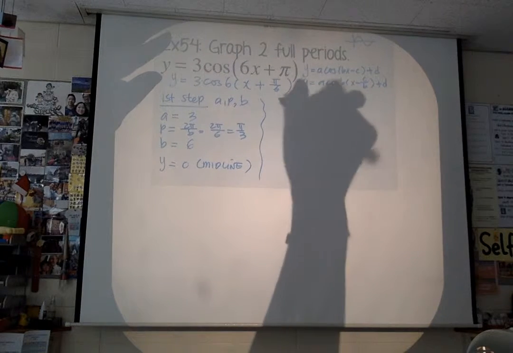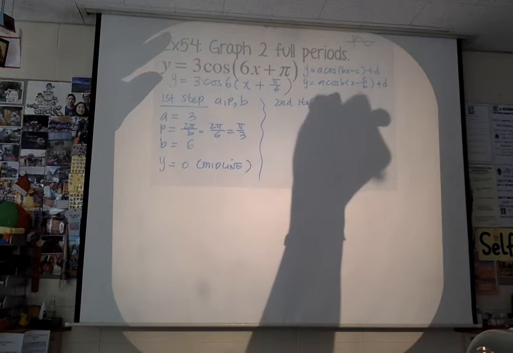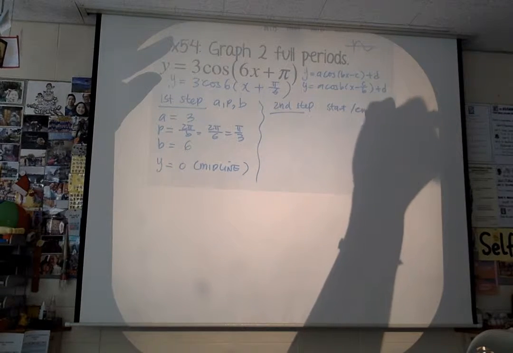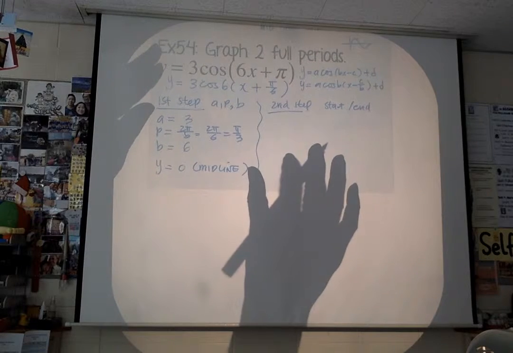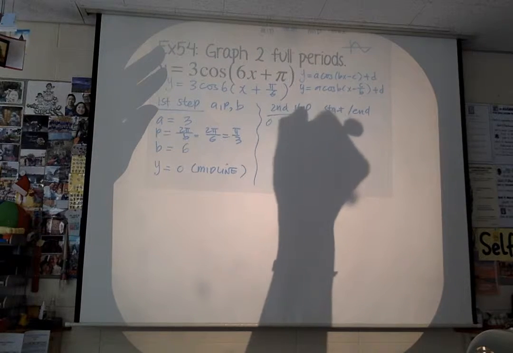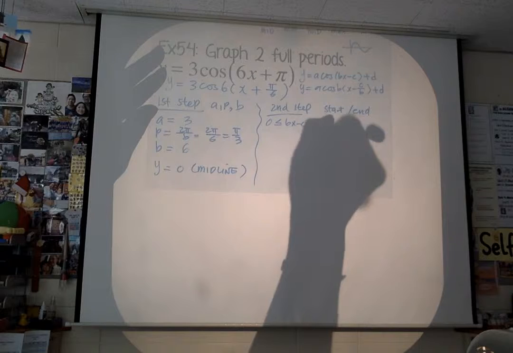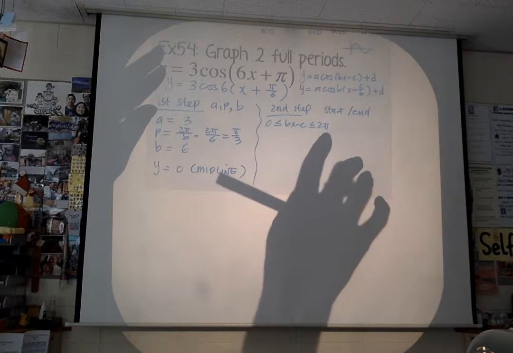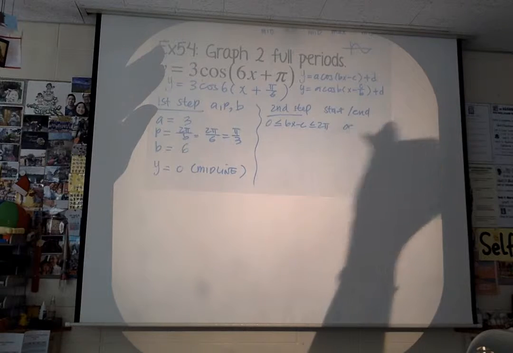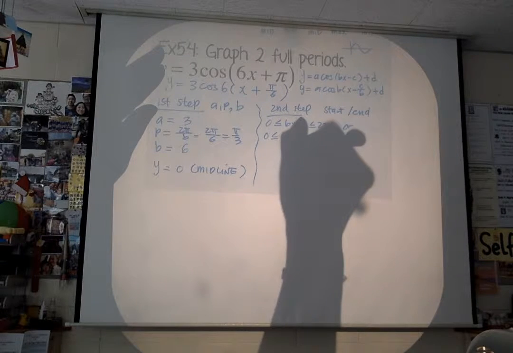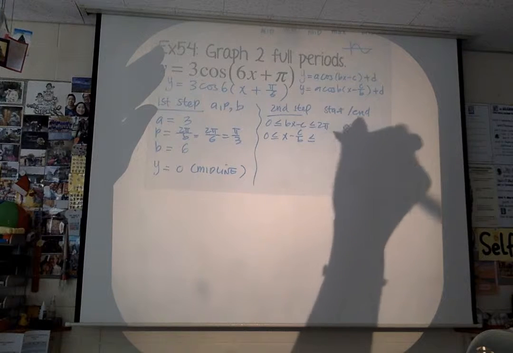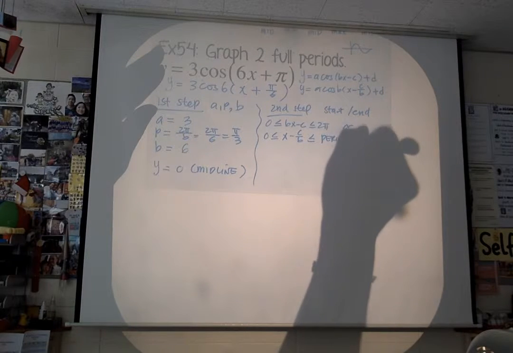Let's go to step 2. Second step is your start and end, right? So there's 2 ways, you guys. You can do 0 is less than or equal to bx minus c is less than or equal to 2 pi, which is the usual cosine period. Or you can do it, 0 is less than or equal to x minus c over b is less than or equal to your period.